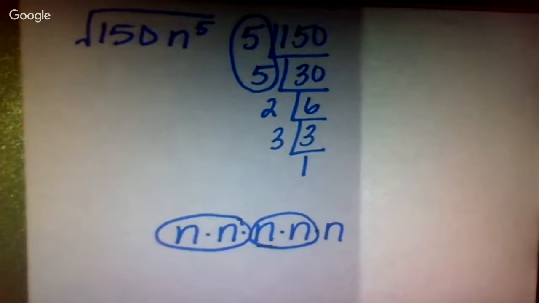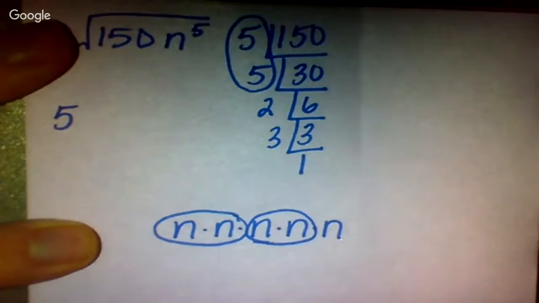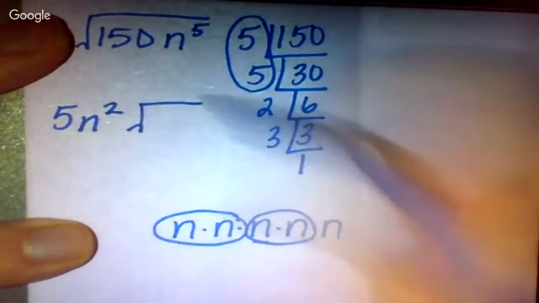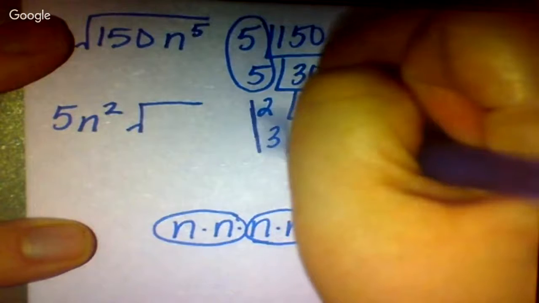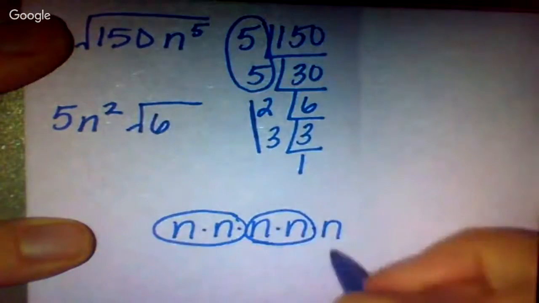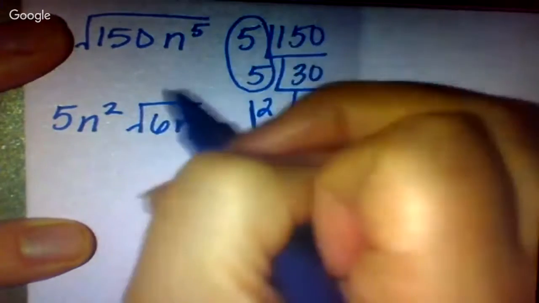Okay, so everything that's circled comes out front. I have 5 to the what power? How many groups did I circle? Just 1, so it's 5 to the 1 power, which is just 5. I also did n's. To the 2nd power, I've got 2 groups. Okay, back underneath the square root. You have 2 and 3 here. What's 2 times 3? 6. And I have an n down here, so an n.